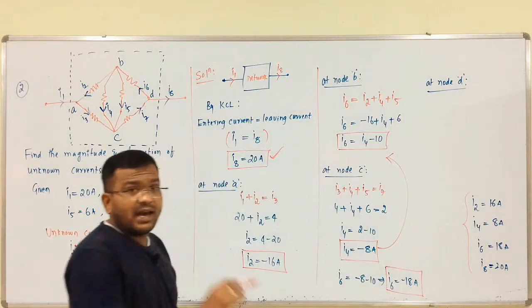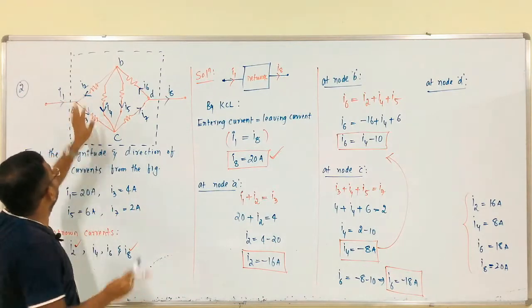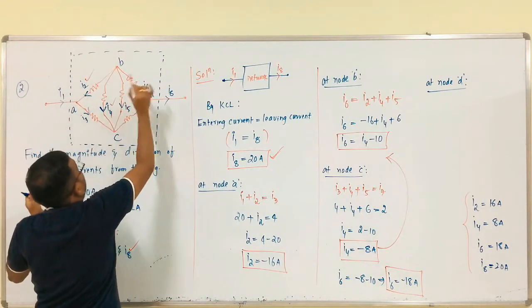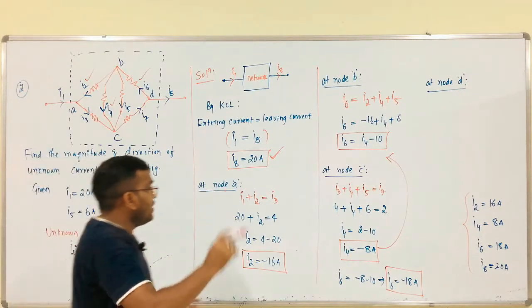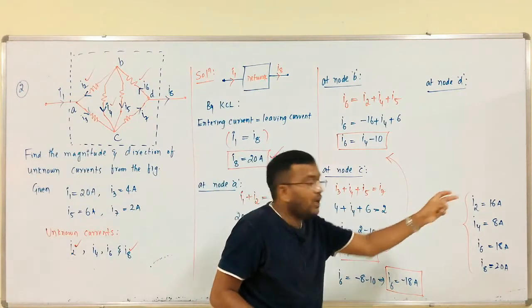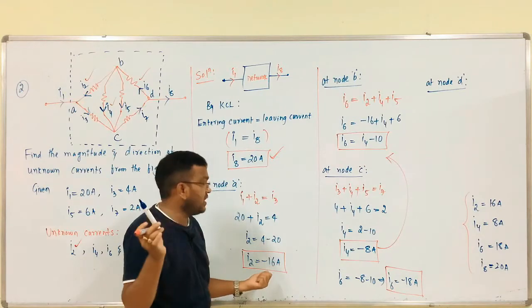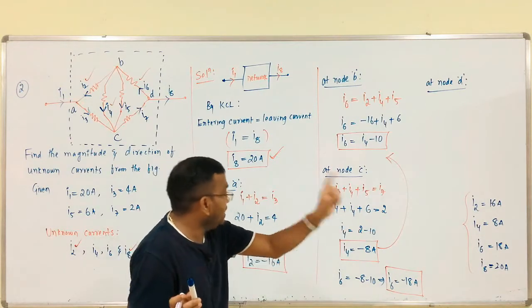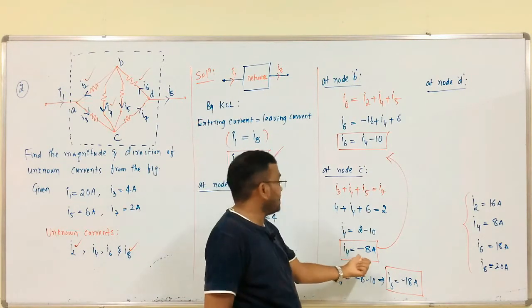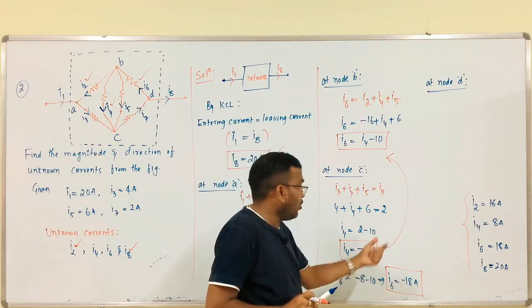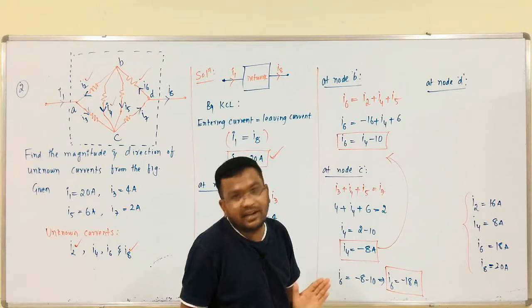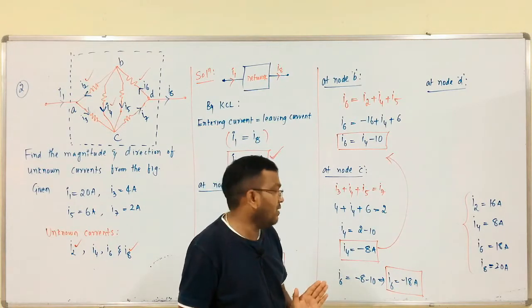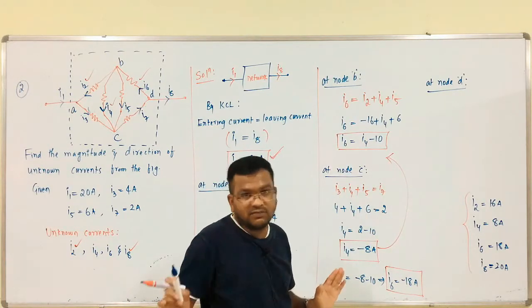So, by changing the current directions of I2, I4 and I6, what are the observations? Previously we got I2 as plus 16, now we got minus 16. I4 was 8 amperes there, now it is minus 8 amperes. What about I6? There it was plus 18, now it is minus 18. What about I8? 20, 20, satisfied.